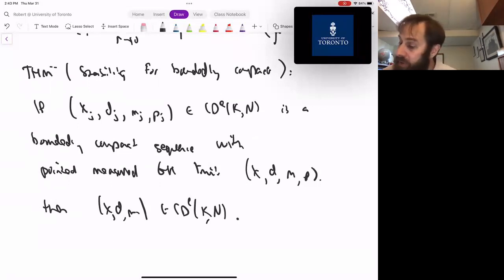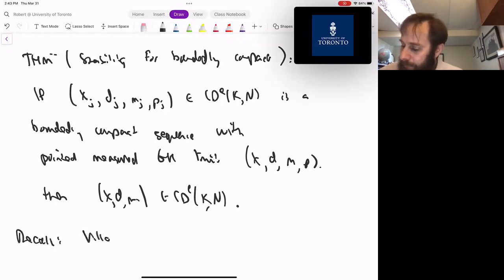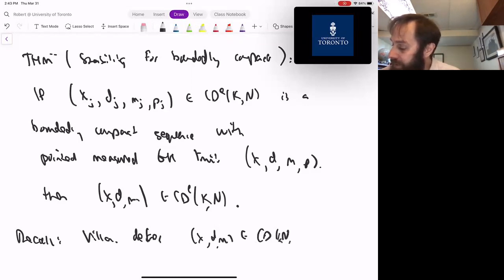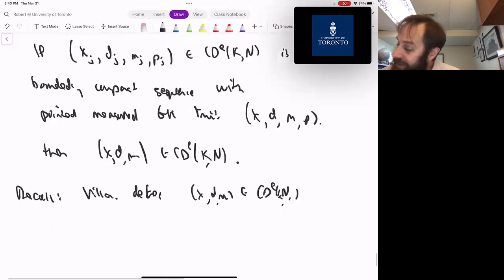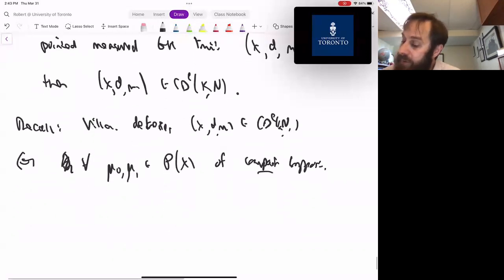And the only thing, before proving this theorem, let me make a point which I didn't appreciate until I studied the proof of this theorem, which is that this is Villani's theorem. And Villani defines (X, d, m) to be in CD(K,N). Of course, he doesn't use the entropic version, but he defines it to be in CD if and only if, for every mu_0 and mu_1, probability measures on X of compact support, the entropy inequality holds.